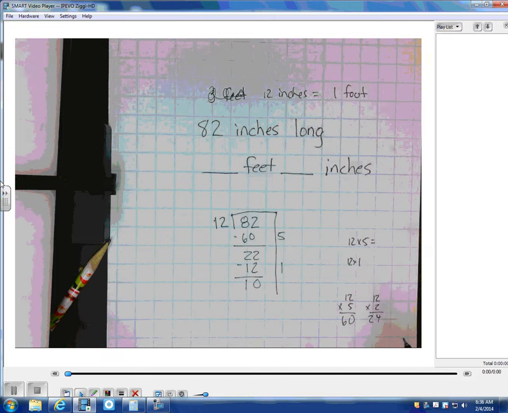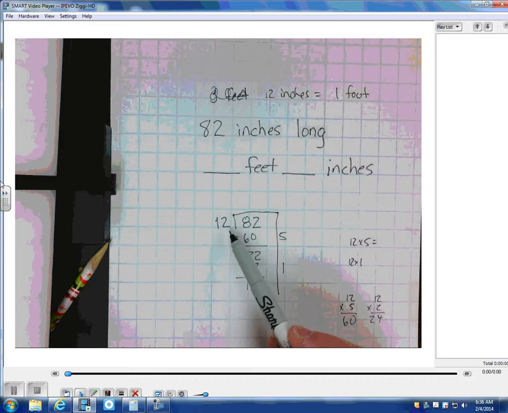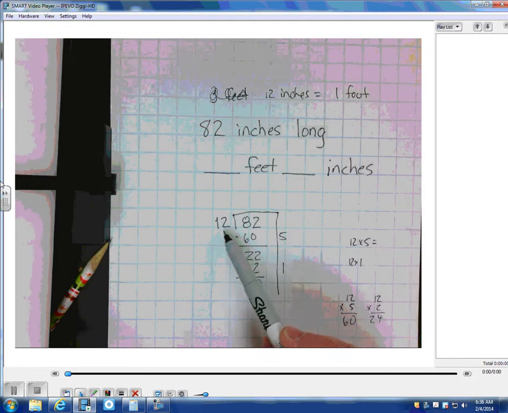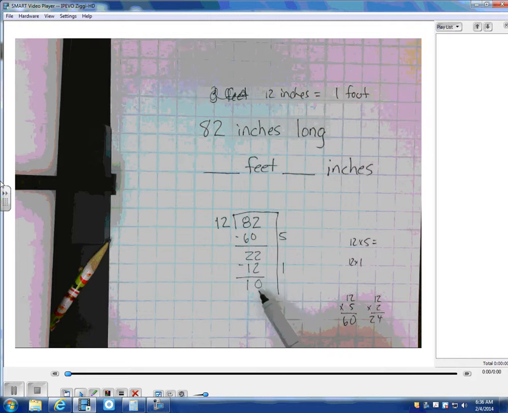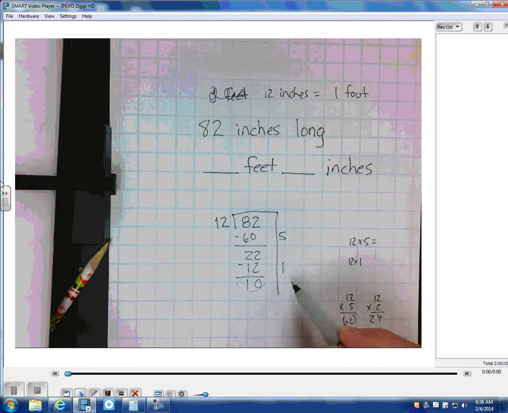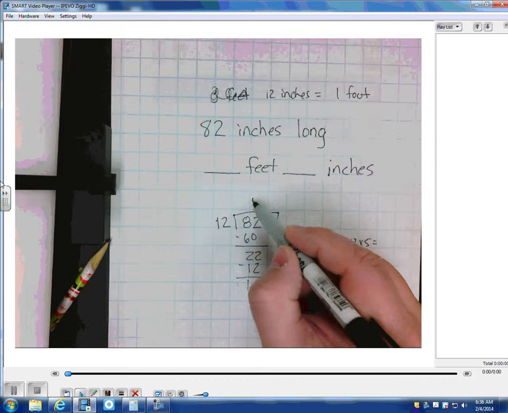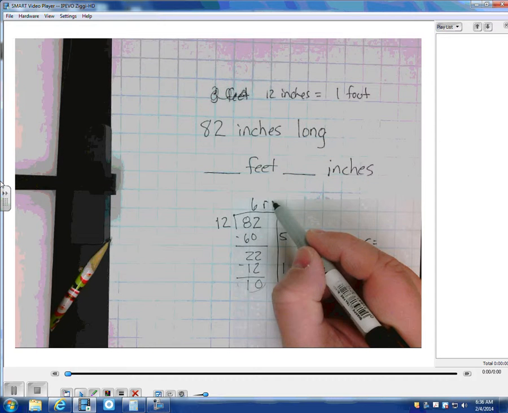Okay, so now here's my remainder. It's smaller than my divisor, so I know I'm finished with my problem. This is the remainder. So I add 5 plus 1, which is 6, and then I have a remainder of 10. Okay, so it's 6, remainder 10.